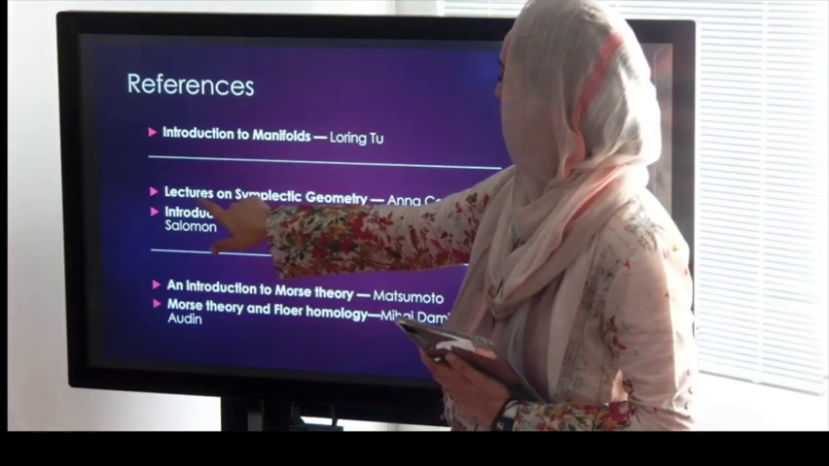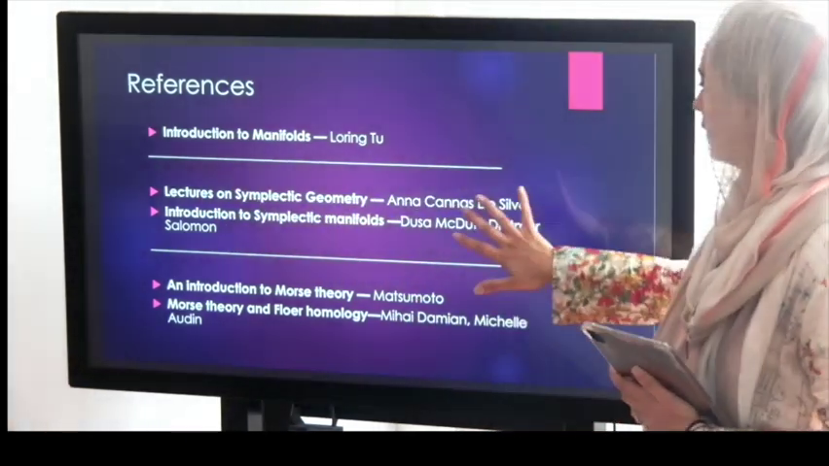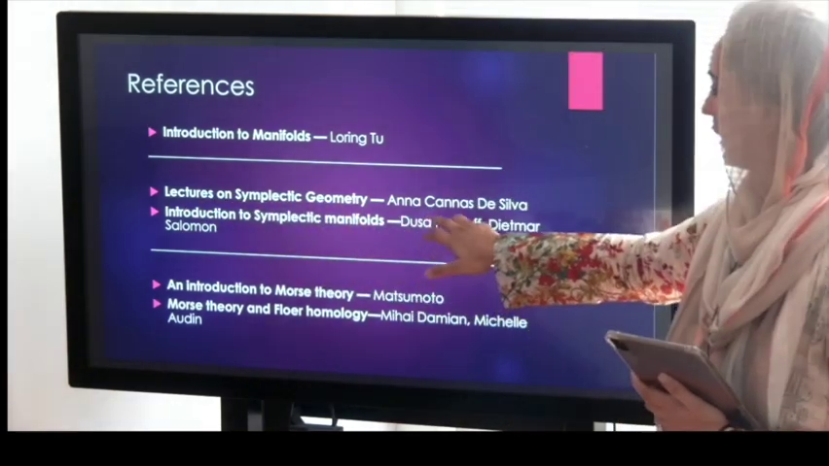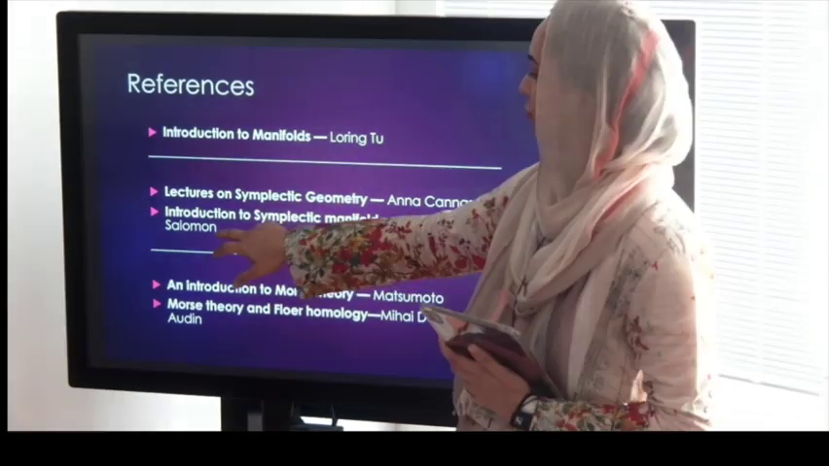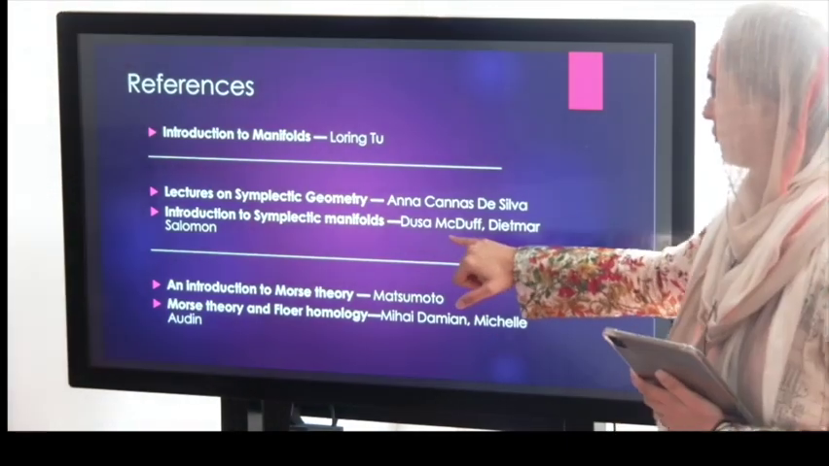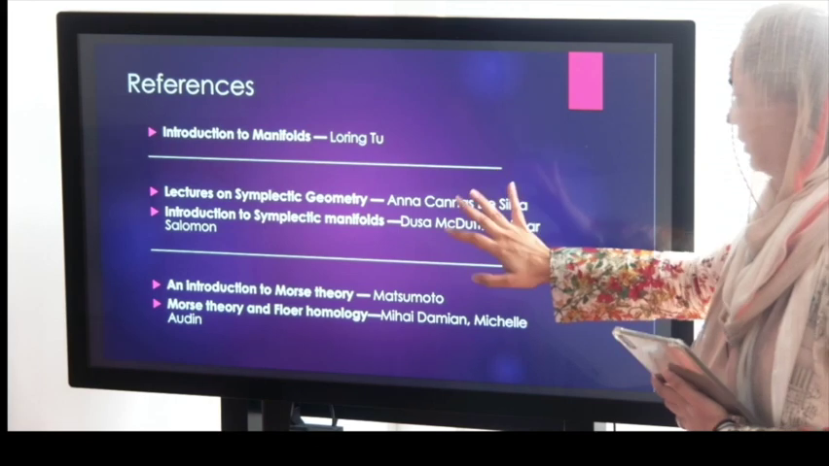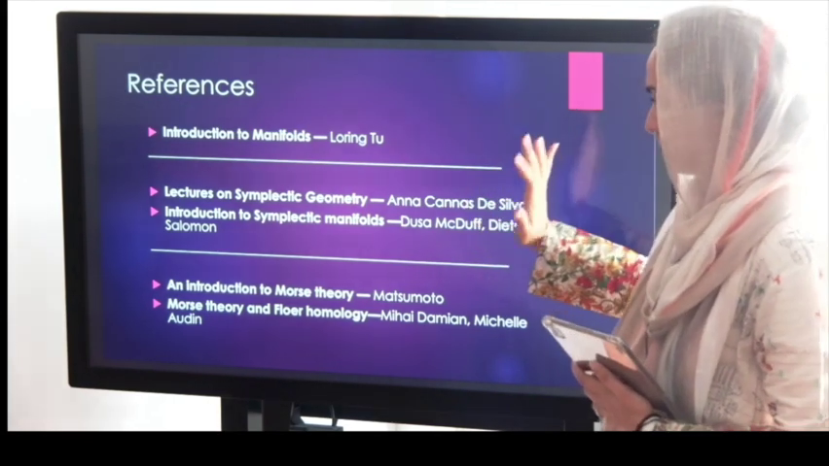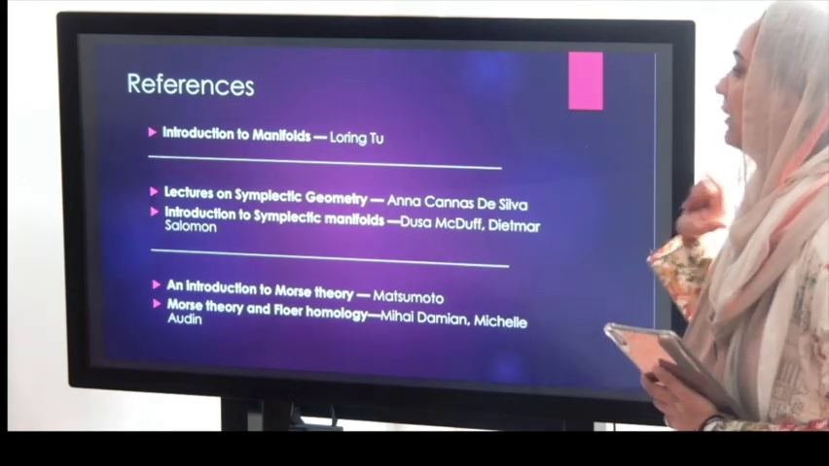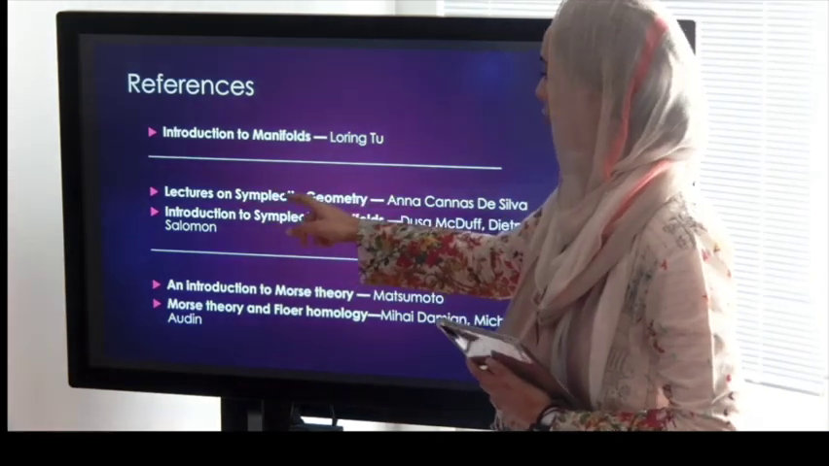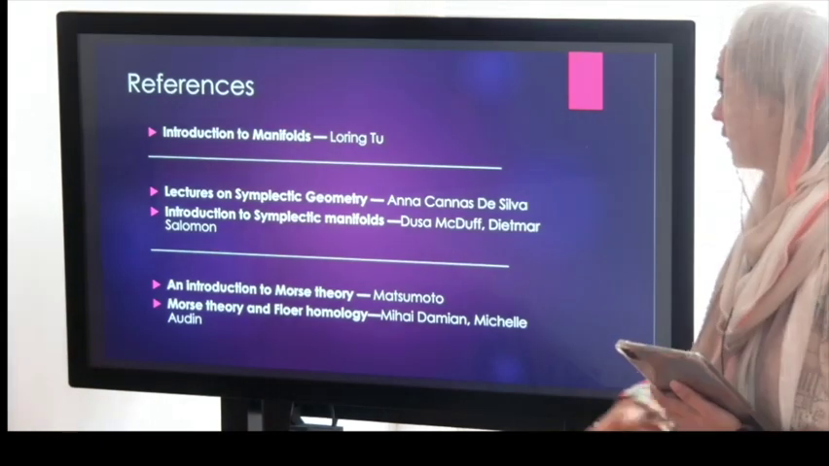Okay, and then for symplectic material, I recommend these lectures on symplectic geometry by Ana Cannas da Silva, and also Introduction to Symplectic Topology by Dusa McDuff and Dietmar Salamon. These are both excellent books. Both are to some extent reader friendly, and especially the lecture notes are a good starting point.